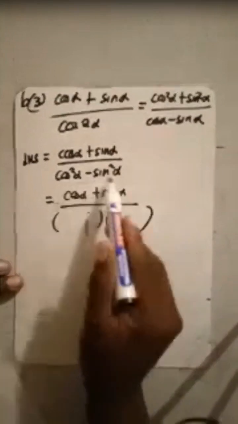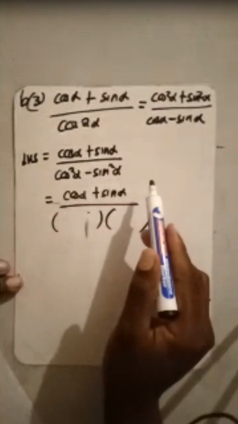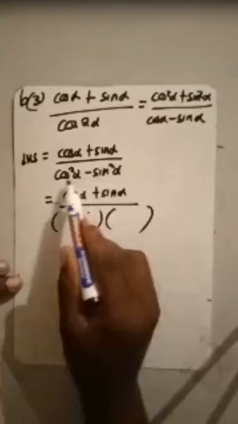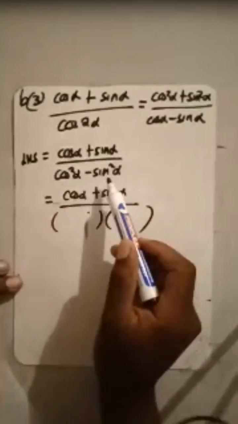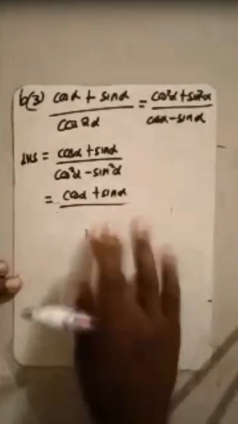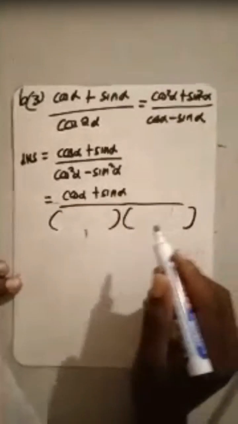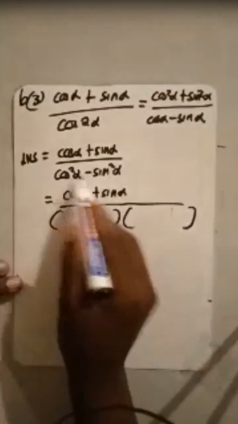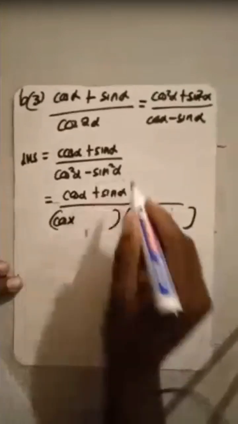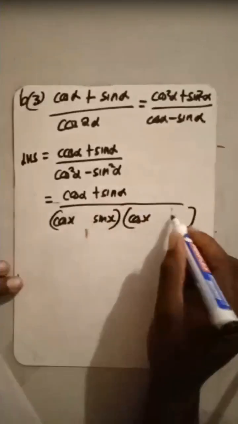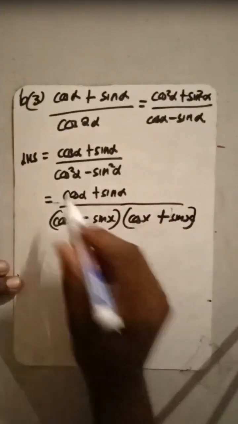Guys, just check. This is the difference of two squares. Don't be vexed. There's no common factor there. That's a perfect square, that's a perfect square. Factorizing the difference of two squares, guys, we did that in grade 8 and 9. So what's the square root of cos squared? It's cos x. The square root of sine squared x is sine x. Then it's just a minus and a plus. That's the difference of two squares.